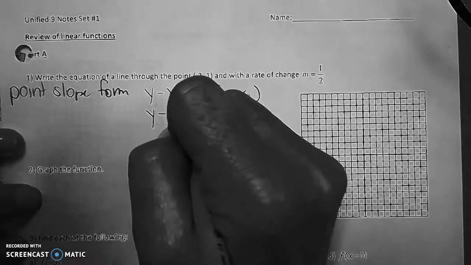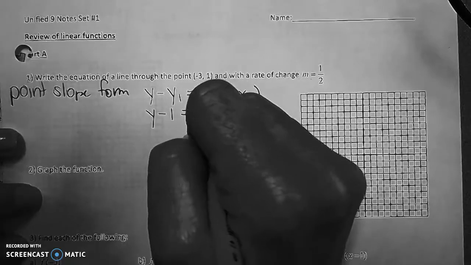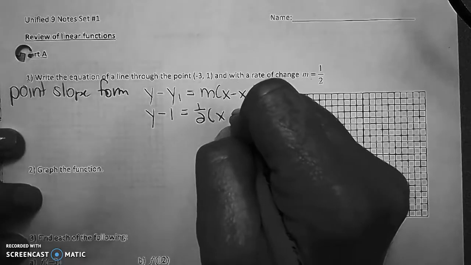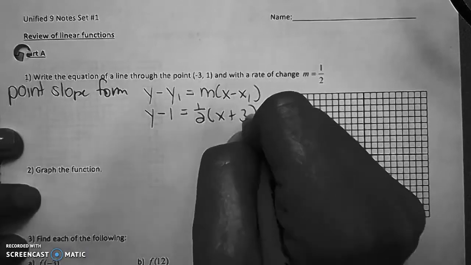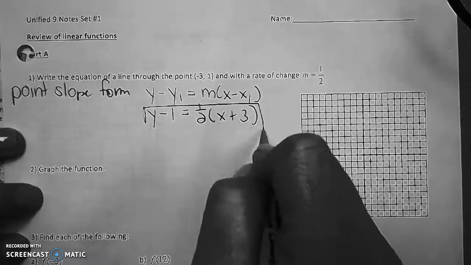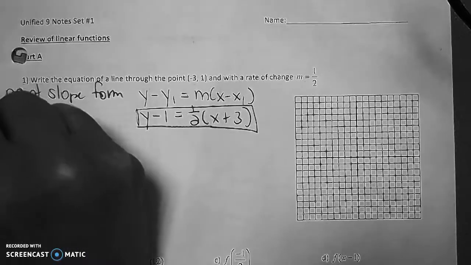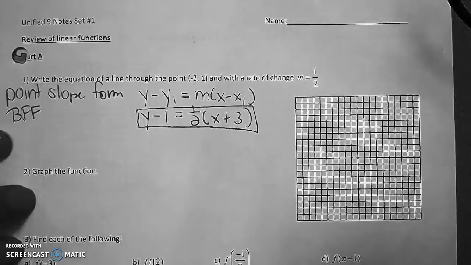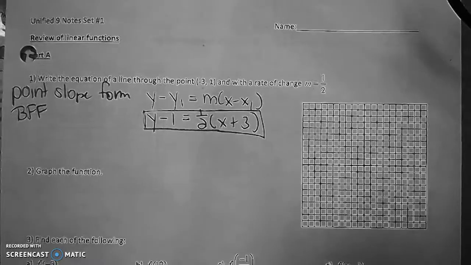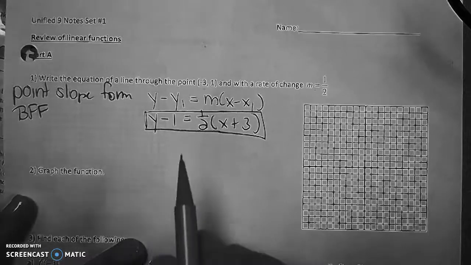y minus 1 equals 1/2 times x minus -3, so that will be plus 3. And there's your point slope form. I like to call this my BFF when it comes to lines. It's the easiest form to use. Watch how easy it is to graph from this form.